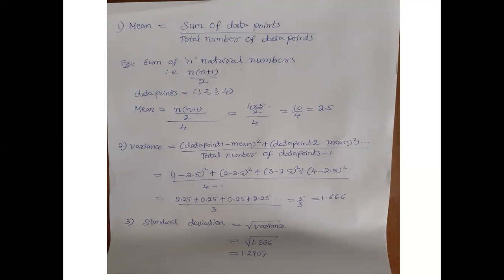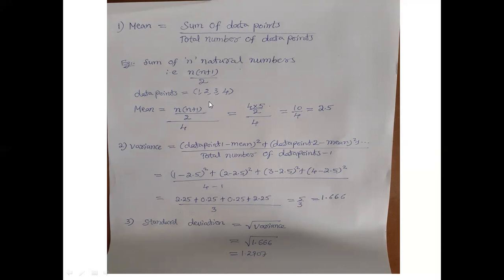4. Here, what I gave you as the mean formula is the sum of data points, that is, the sum of n natural numbers formula, n into n plus 1 by 2, divided by the total number of data points. How many data points are there? 4: 1, 2, 3, 4. That is n into n plus 1 by 2 by 4. So here the n value can be chosen as 4.